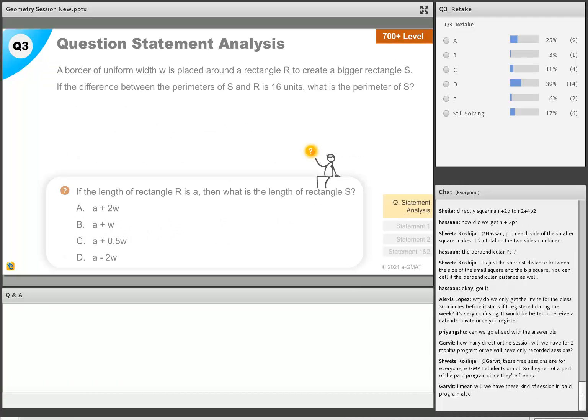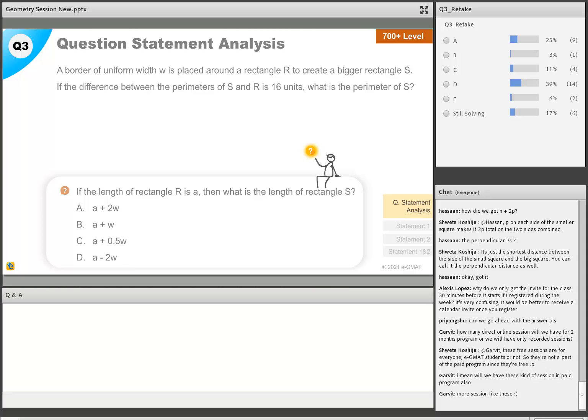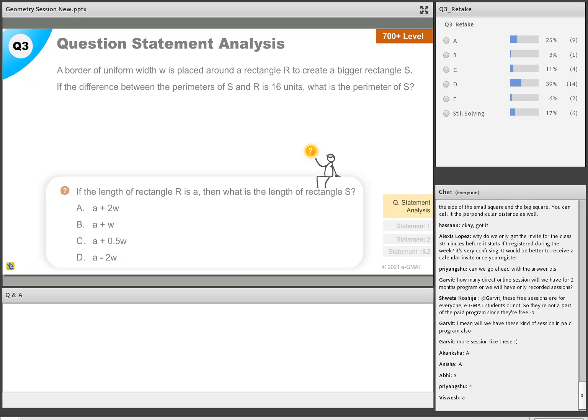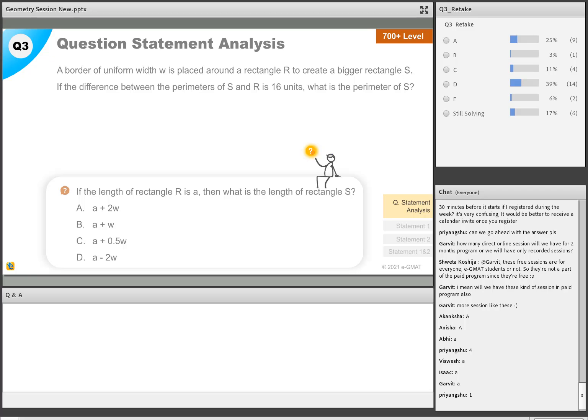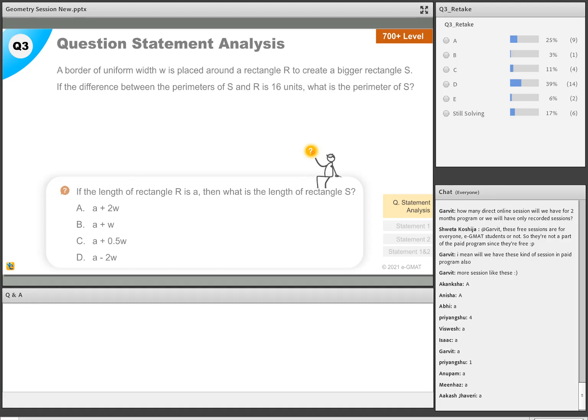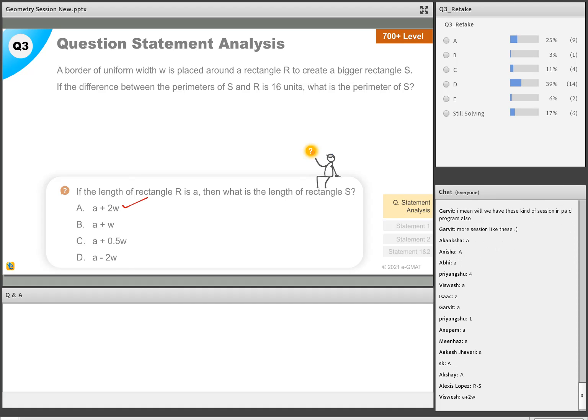Now, first of all, if the length of rectangle R is equal to A units, what will be the length of rectangle S? Please tell me this. What would be the length of rectangle S? Absolutely, it would be equal to A plus 2W, right? It will be equal to A plus 2W. So that's something that I know.